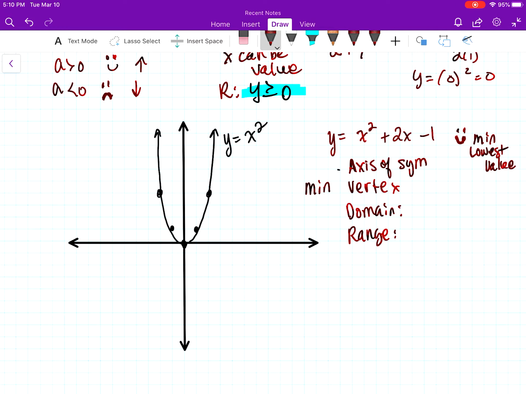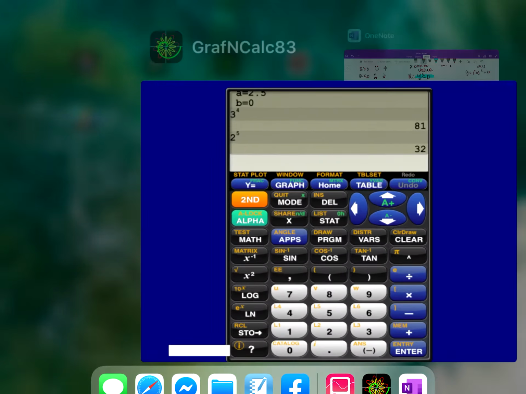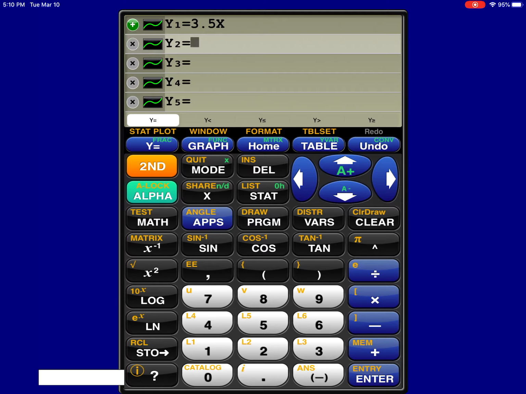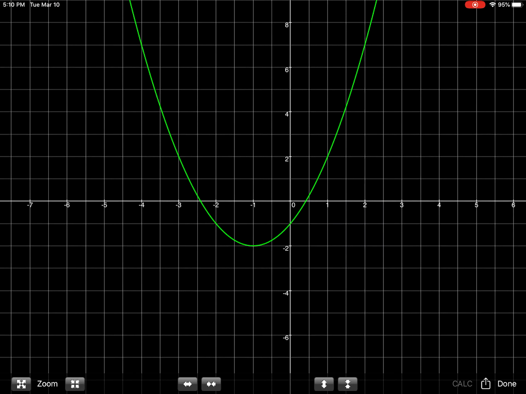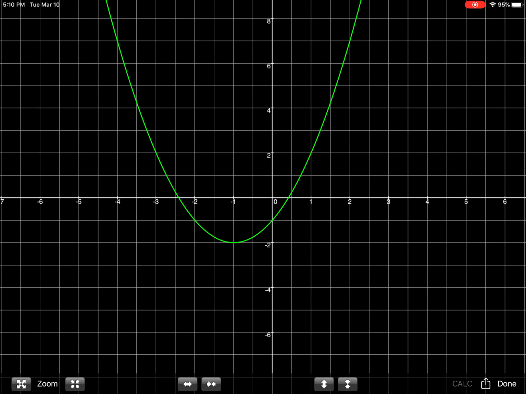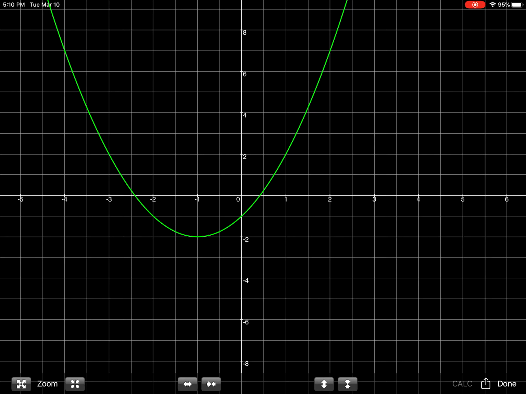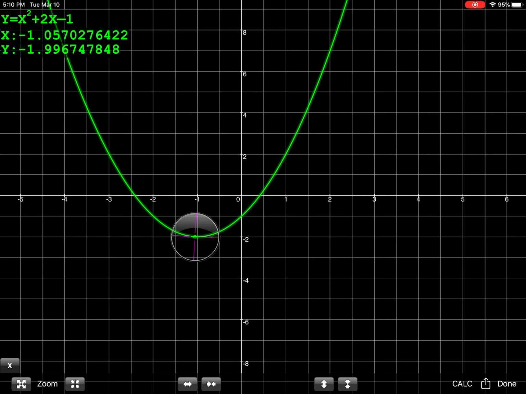Okay, now the way that this comes into play, I'm going to go ahead and graph this. I'm going to go to my calculator, go to y equals, and clear what I have in here. And I've got x squared plus 2x, and then minus 1. All right, so I'm going to graph this. And there we go. On my calculator, I can easily identify my vertex, which is right at that point. And it even tells me on this program that that's my minimum value.